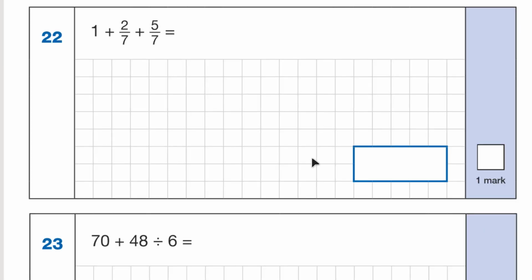Question 22, 1 plus 2/7 plus 5/7. We are adding with fractions here, even if we have got a whole number. We need to make sure that our denominators are the same. So we've got two denominators the same there. Now there's a couple of ways you can do this. We could change our number 1 to a fraction as well. So we could change the 1 to 7/7. We could just start to add the numerators like that. Or you might want to just add your 2/7 and 5/7 and then add those two numbers together.